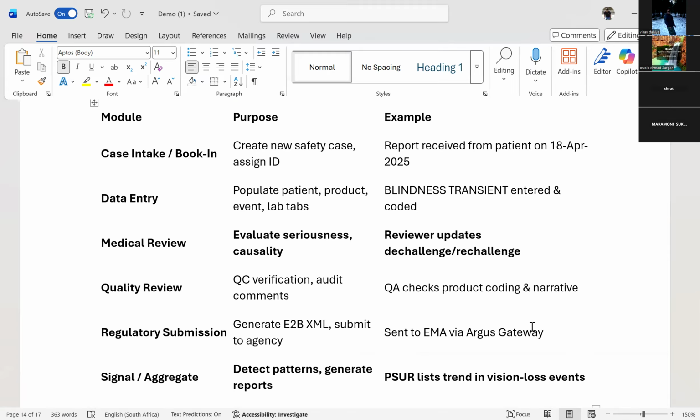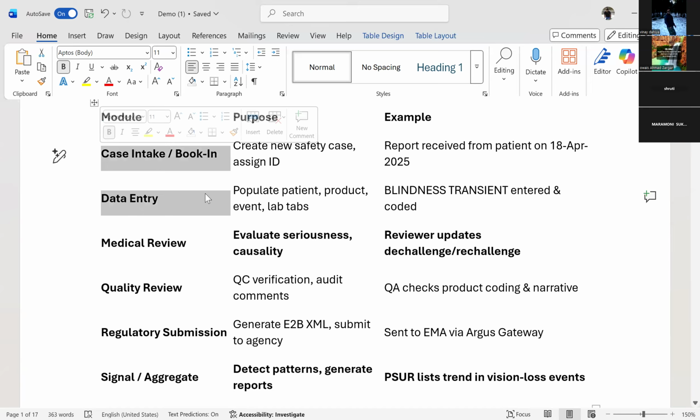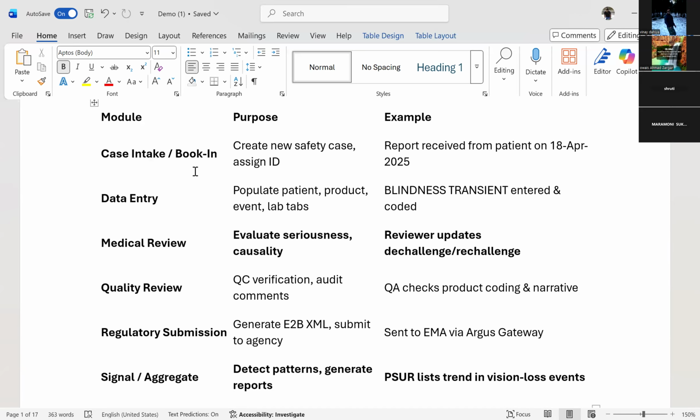Because case processing, case intake, and data entry, the tabs we have discussed, can all be done automatically using different AI models. Entering patient, drug, event, and reporter information using AI is possible, and some companies are already doing this. Coding the rest of the information, such as different products, events, and history terms, is also possible using AI.